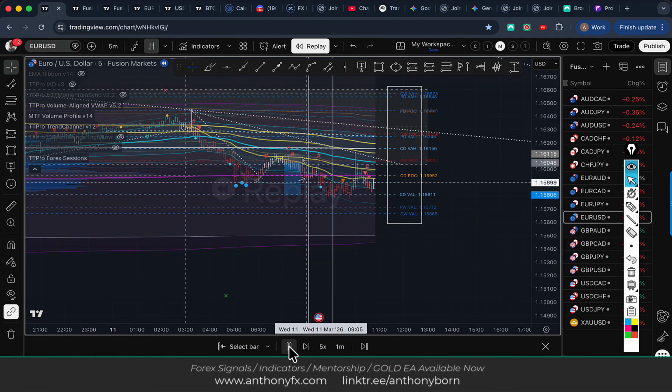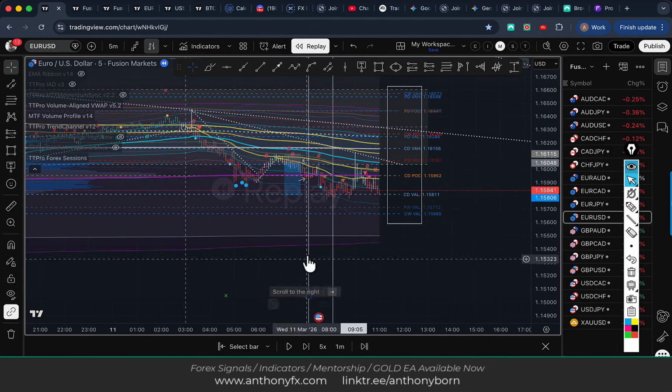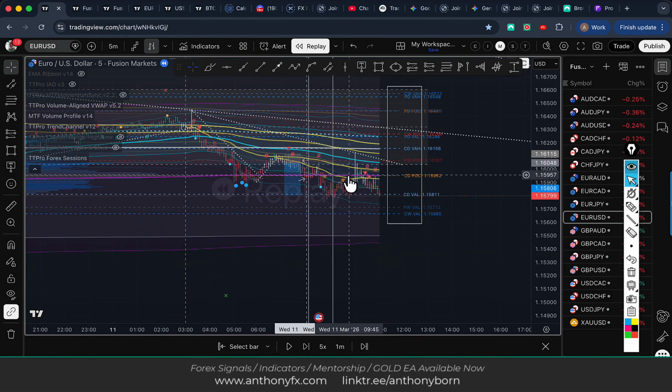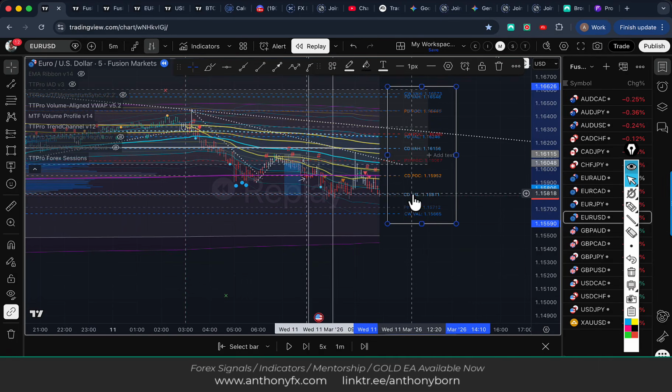Okay, hold it there. That's range bound through here. See that? Now we want to see it break under this CDVAL, value area low. And you can set that alert. It's a value area low breakout signal alert that you can set up on the volume profile. It'll go off in the alert log.